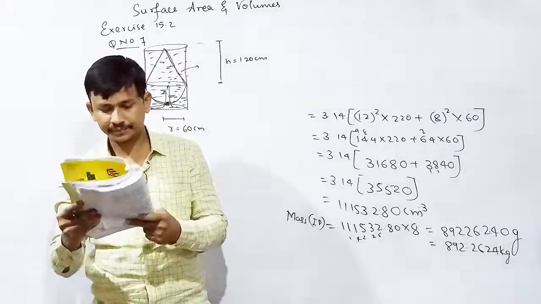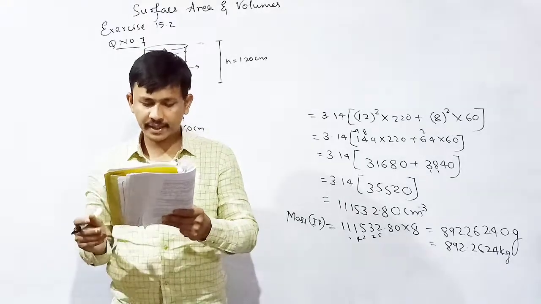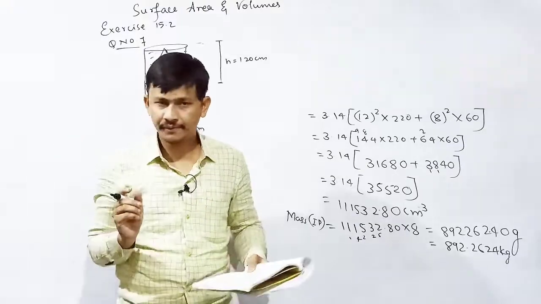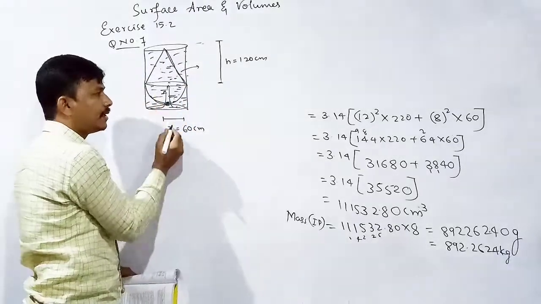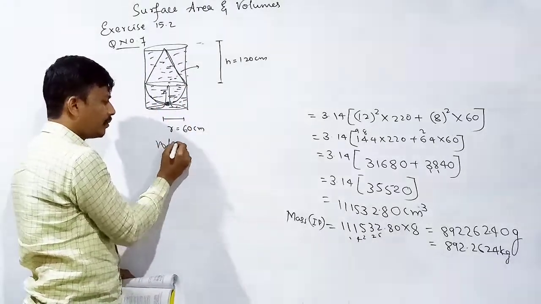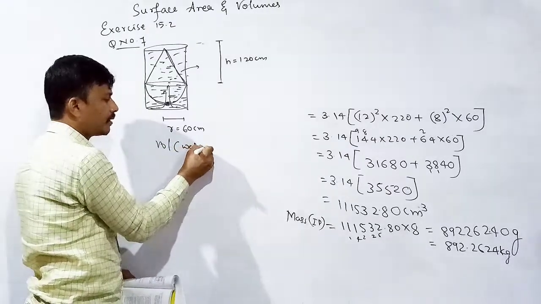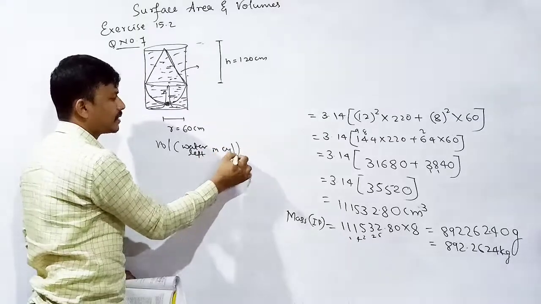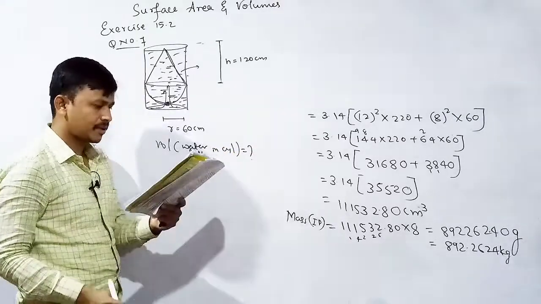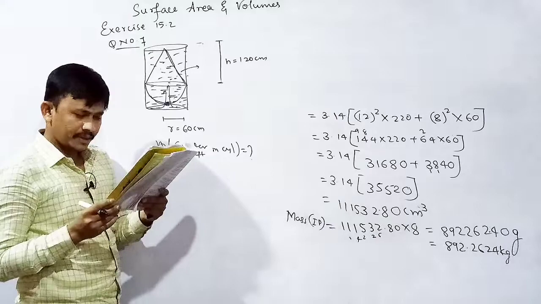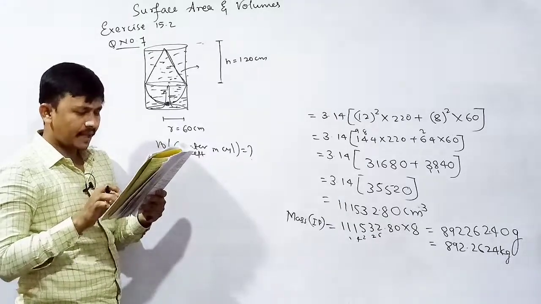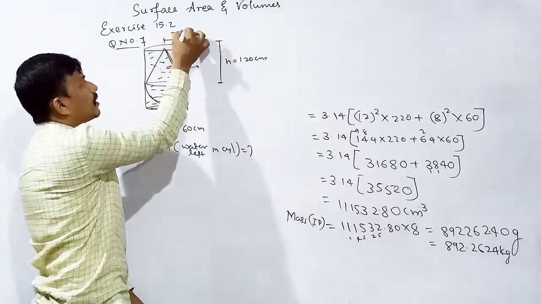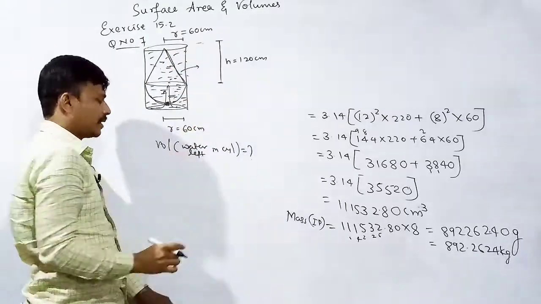Okay, look here. Such that it touches the bottom. Find the volume of water left in the cylinder. Volume of water left in the cylinder is equal to question mark. If the radius of the cylinder is 60 centimeter, R is equal to 60 centimeter.